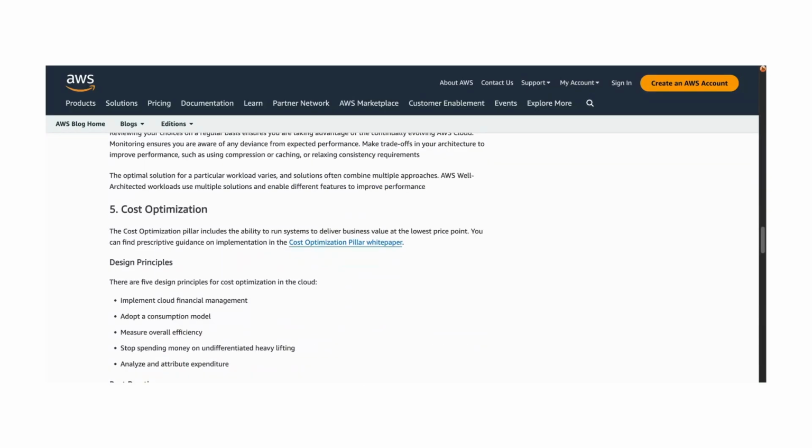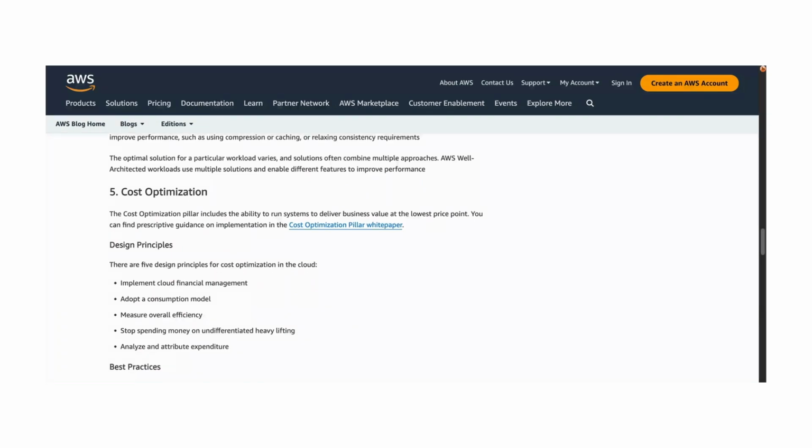Then pillar number 5, this is cost optimization. The cost optimization pillar aims to deliver business value at the lowest possible cost by managing our resources efficiently. So that's pretty straightforward. Let's look at the design principles. Implementing cloud financial management. What could we do? We could use the service called AWS Cost Explorer or AWS Budgets. This way we can monitor and optimize the cloud spending.